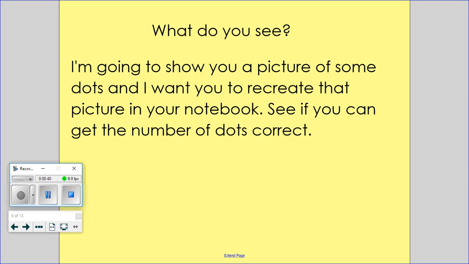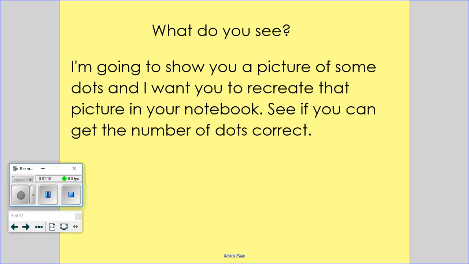Okay. So underneath your title, you have the word dots. I want you to split your paper in half vertically, all the way down, right in the middle. Then we're going to split it in half horizontally, because I have 4 pictures that you're going to be looking at. Label your boxes 1, 2, 3, 4. We're going to be doing this for 4 different pictures.